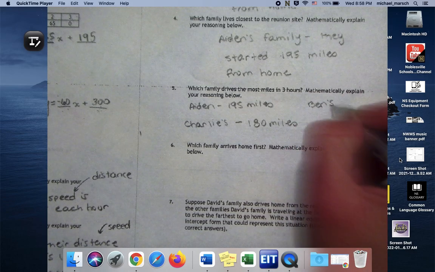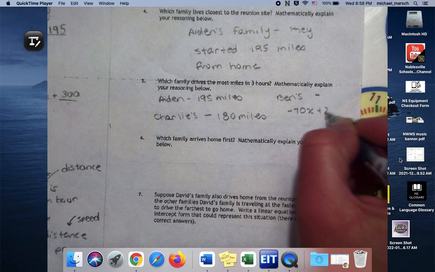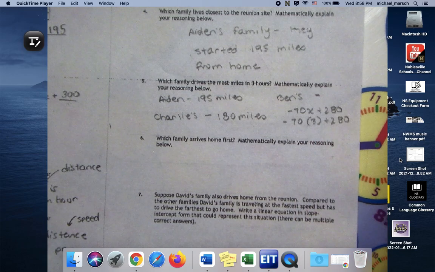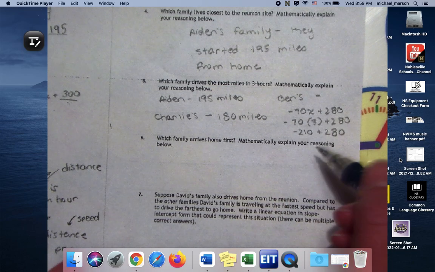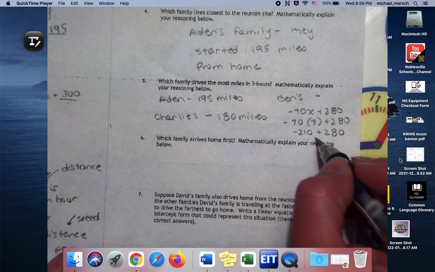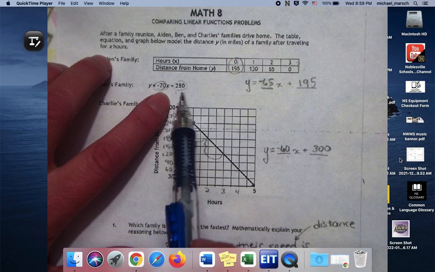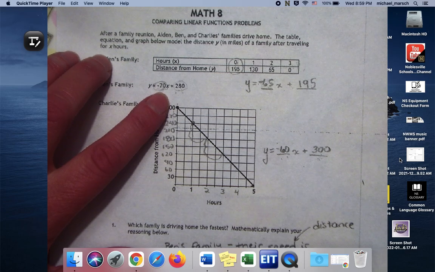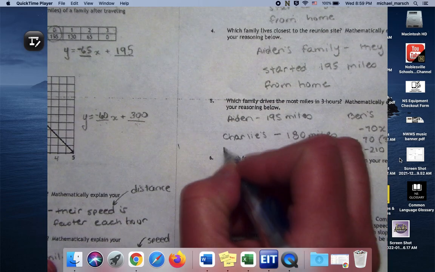So Ben's family, we would do negative 70x plus 280. That's going to be negative 70 times 3 plus 280. So that is negative 210 plus 280, which means that they only have 70 miles left. So if they started 280 away and they've gone 210, that means that they have gone the furthest. They've gone 210 miles, right? They've gotten closer. So Ben's family has traveled the furthest.